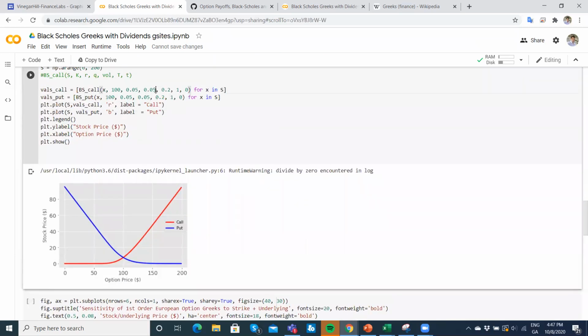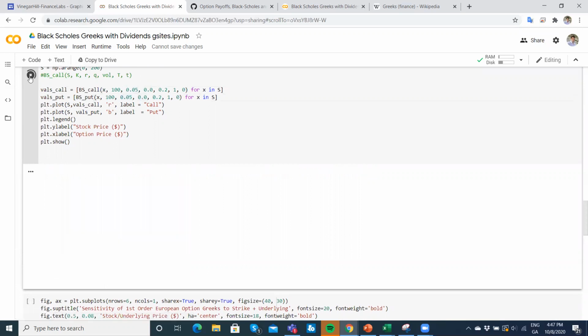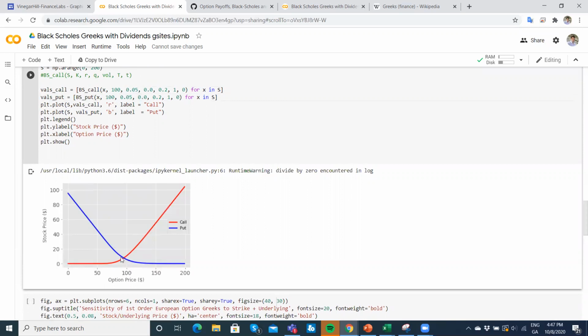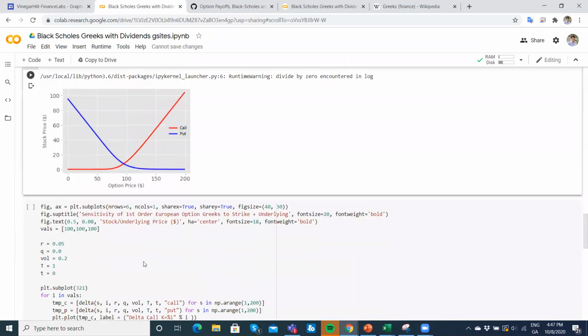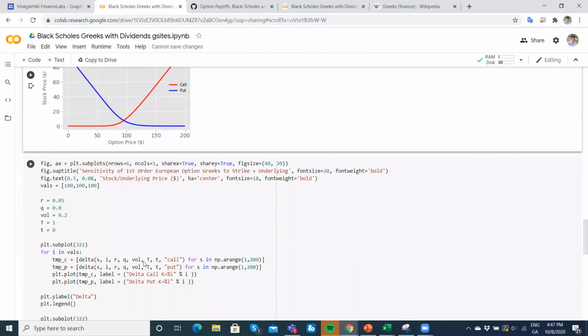If we change Q back to 0 and run these again, they won't coincide over the exercise. Again, this is the Black-Scholes call parabola, Black-Scholes put parabola. Let's run our values again.